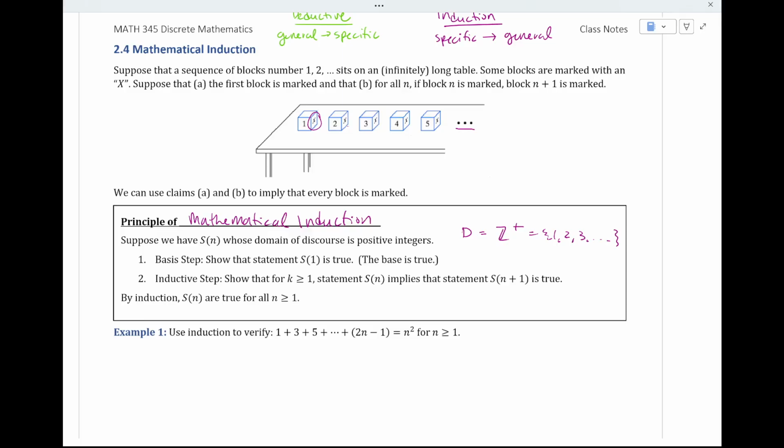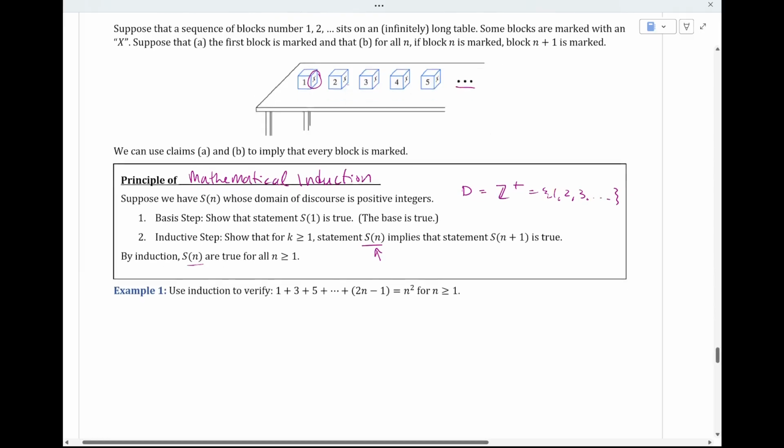That's our basis step. Our inductive step is going to include our inductive hypothesis. And that is, we're going to assume that S of n is true. And then that means that the next one is also true, S of n plus 1 is true. So we are going to assume that S of n is true. And then we're going to show through algebra or set notation or whatever kind of situation we're dealing with that the plus 1 case is also true. And then by this principle of mathematical induction, S of n is true for the entire domain of discourse.